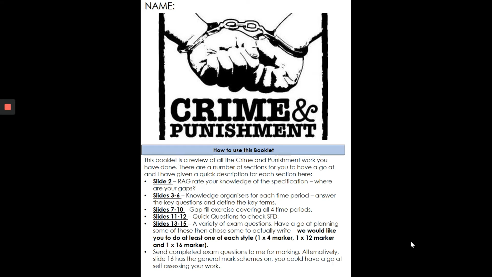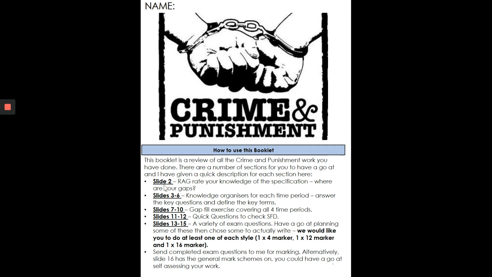Hello Year 10. I'm going to talk you through the crime revision booklet that we're setting for home learning the next couple of weeks. The first page gives you an instruction list for the slides, but I'm just going to run through it and show you each task as well. So this hopefully will be, as I say, a review of all the crime and punishment stuff that you've already studied. Hopefully a lot will be familiar.